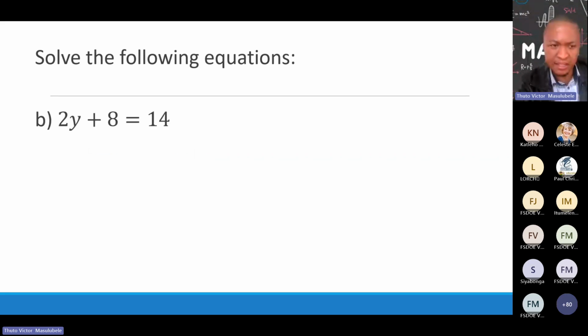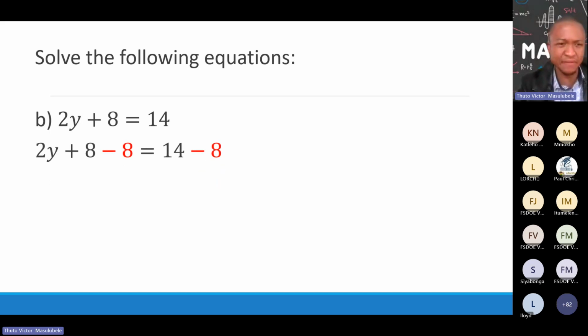Now let's look at the next equation, grade 8 learners. With the next equation, we need to find the value of y that will make this statement true. So in other words, we need to find the value of y that will ensure that the left-hand side of the equation is equal to the right-hand side of the equation. And on the right-hand side, we have 14 there. So we need to find how much y must be in order for this statement to be true. Now, what we first do, grade 8 learners, is add the additive inverse of 8 to both sides in order for us to isolate 2y.